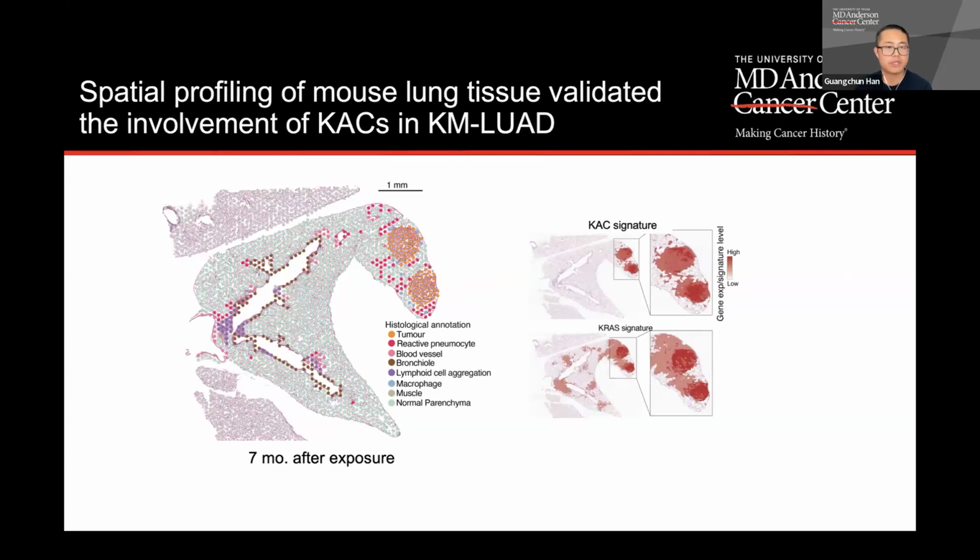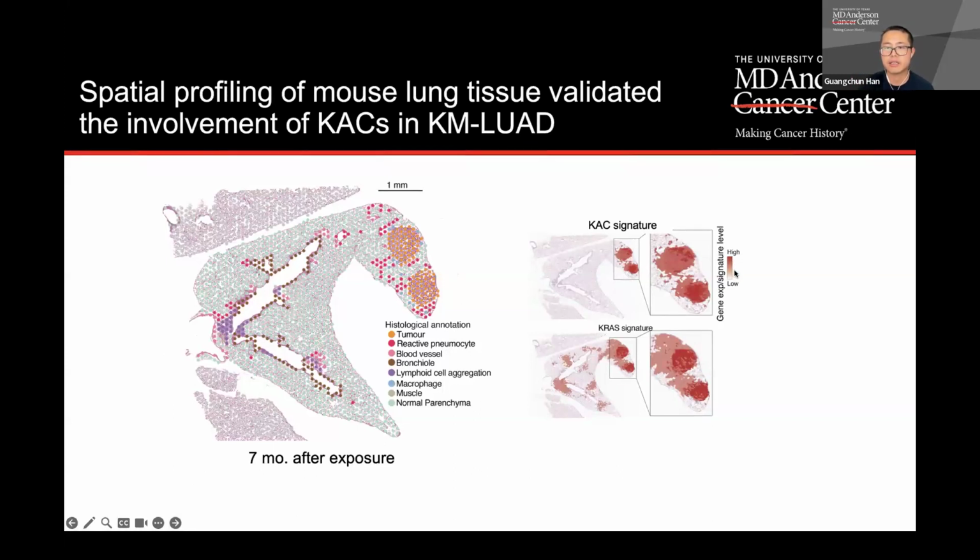So this one shows one of the samples we have included in this study. In this sample, we observed 2 tumor areas, colored by the brown dots, and surrounding these 2 tumor areas, we found a lot of reactive pneumocyte dots colored by the purple dots. And after we quantified the CAC signature using the mouse data, we found that the CAC signature shows an interesting gradient.